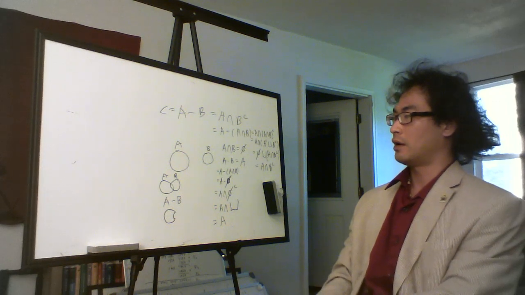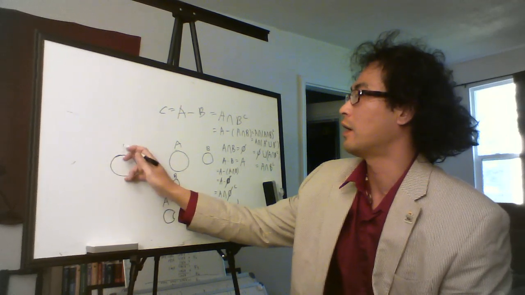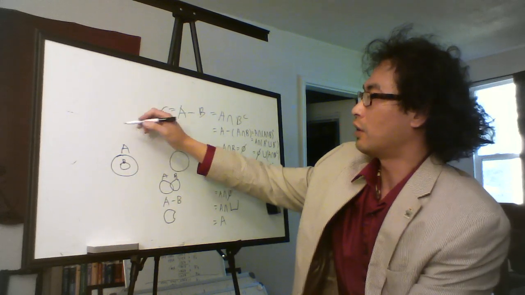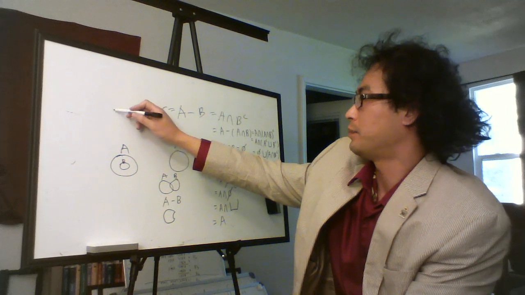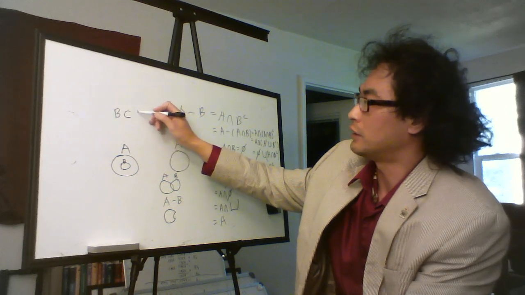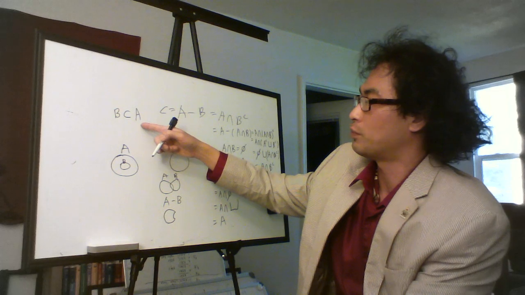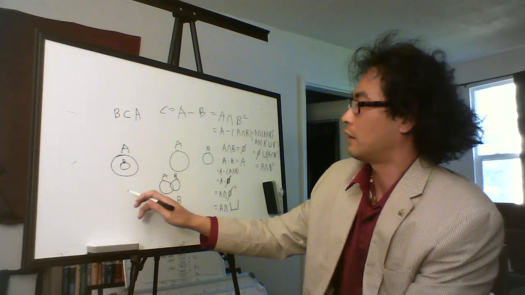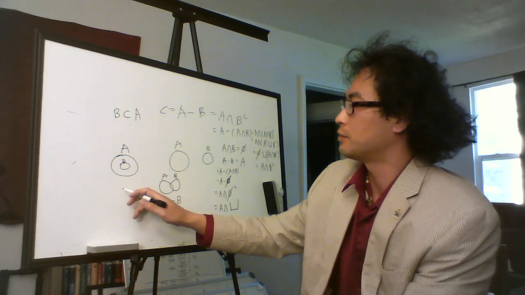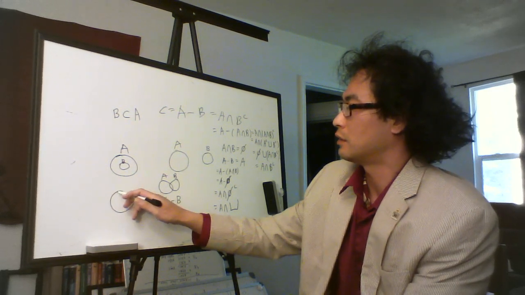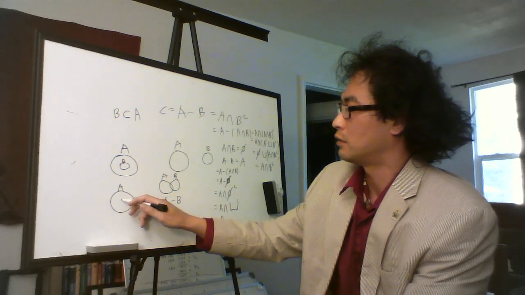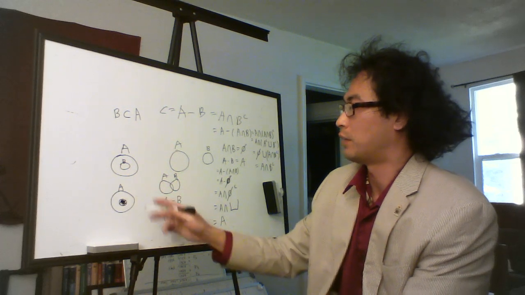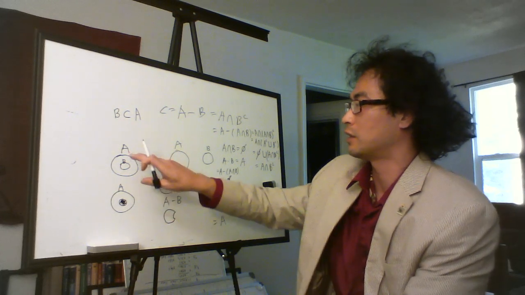How about this? You have A, and you have B. So here you have a situation where B is included in A. B is a subset, A is a superset. Then A minus B looks like this. It's a donut. It's a donut, and you're subtracting B.